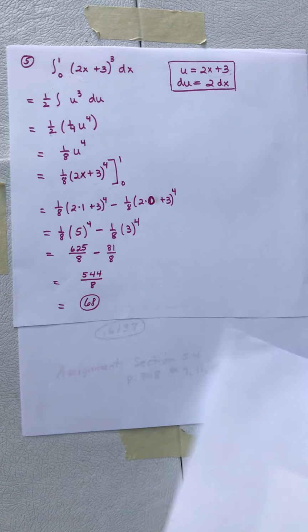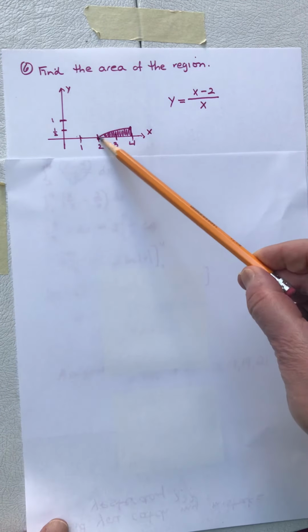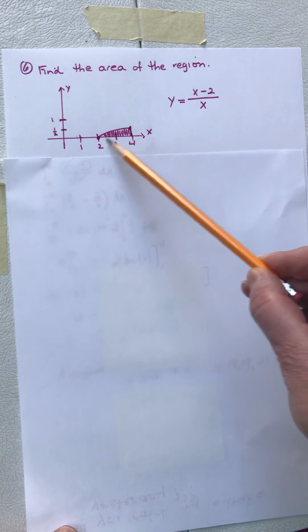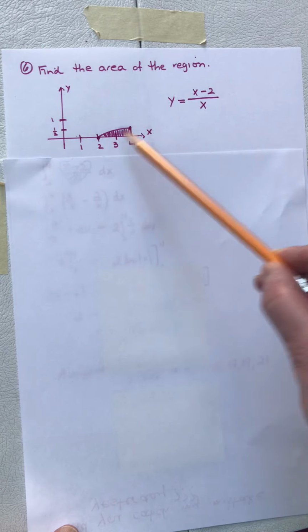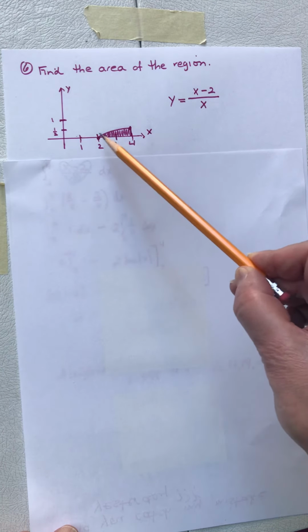Okay, I think I have one more of these to do. Let's see. Find the area of the region. And this one, they drew the region for you, and they give you the function. So here's the function, x minus 2 over x. That's this function. And we're looking at it from 2 to 4.